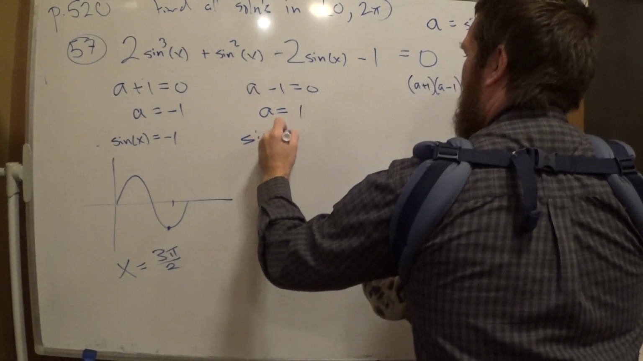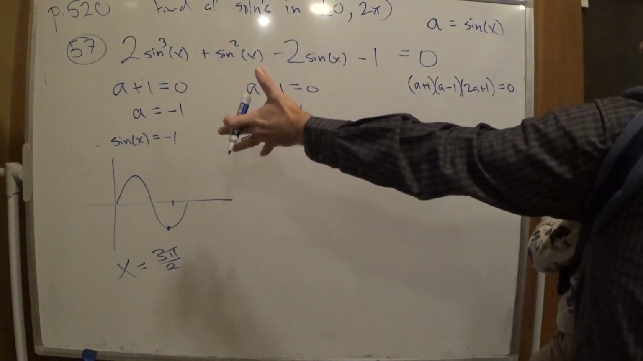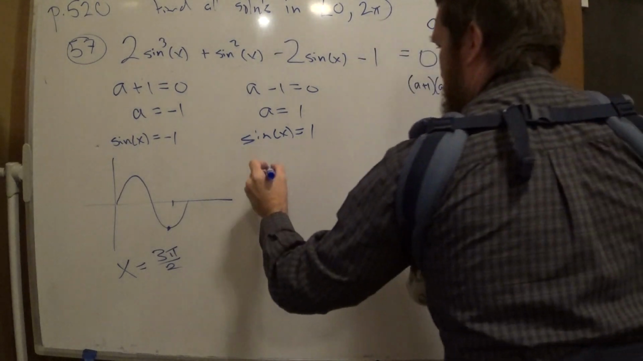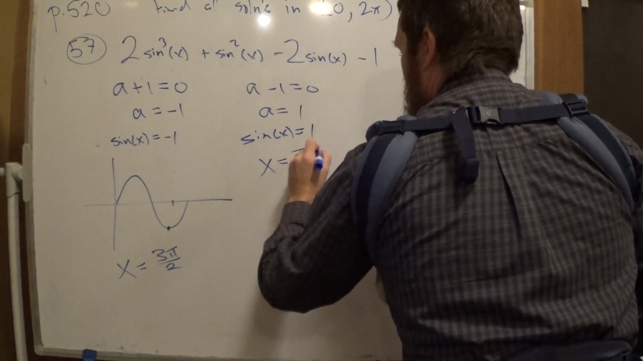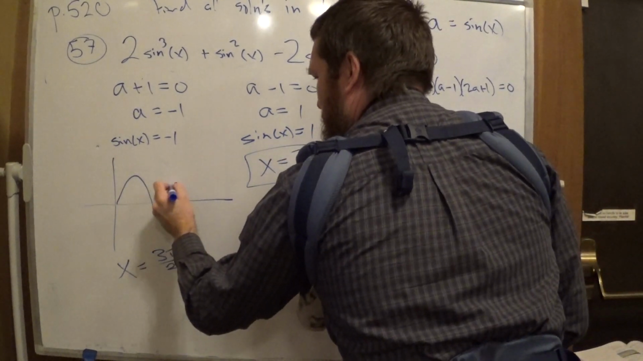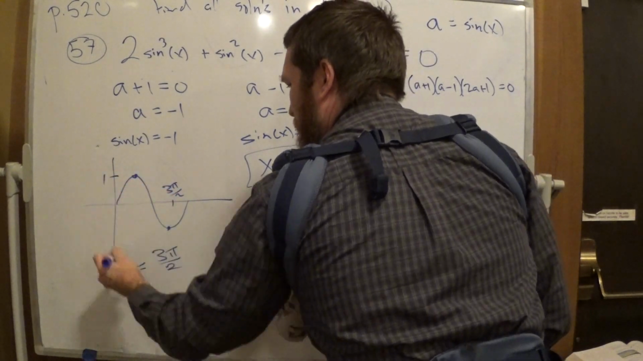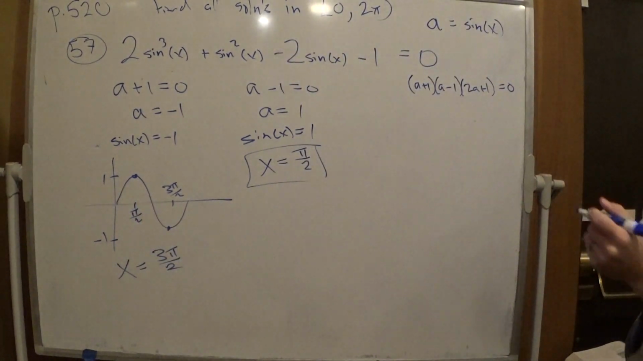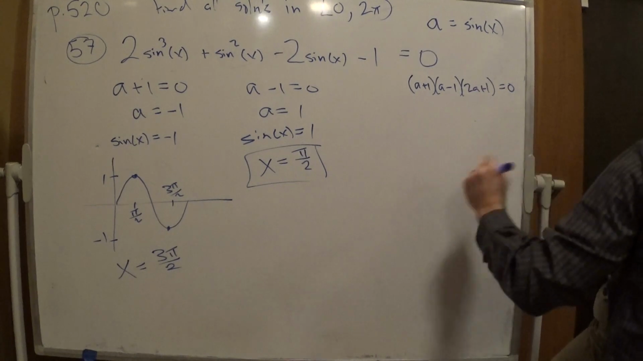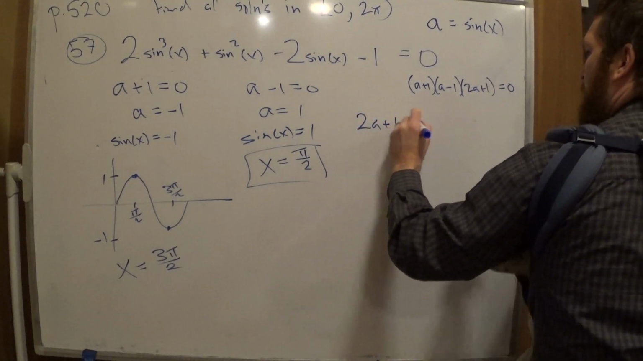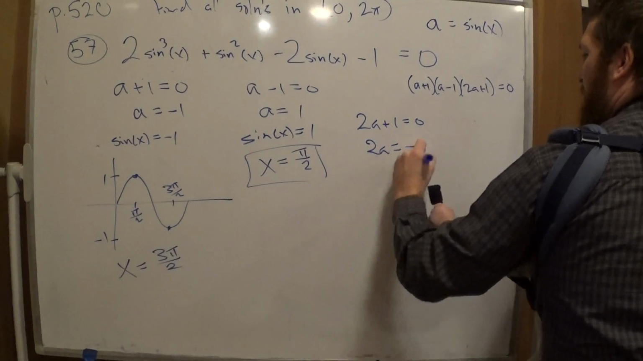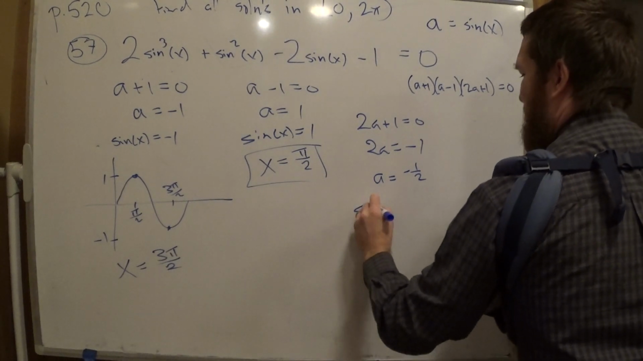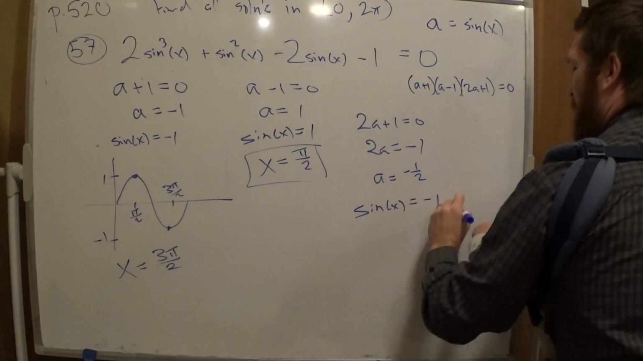But that means that sine x is equal to +1. And where does that occur on the interval of concern? Pi over 2. So just to be clear, this, which is -1, occurs at 3 pi over 2, and this, which is 1, occurs at pi over 2. And now here's the tricky one. 2a plus 1 is equal to 0. So solving, we get that 2a is equal to -1, a is equal to -1/2, so that sine x is equal to -1/2.